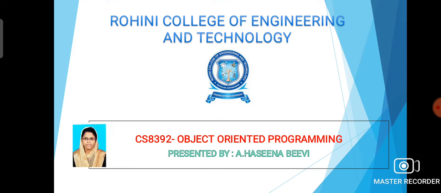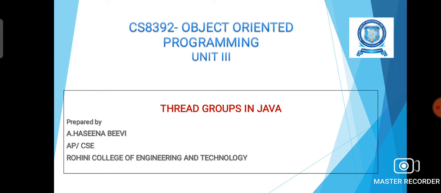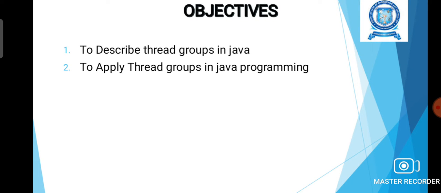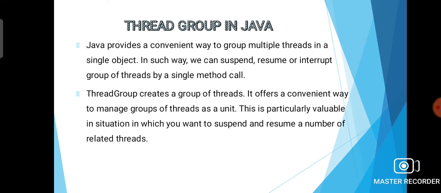Hello viewers, we are going to see one topic for the subject object oriented programming, and the topic is thread groups in Java from Unit 3. The objectives are to describe thread groups in Java and to apply thread groups in Java programming.